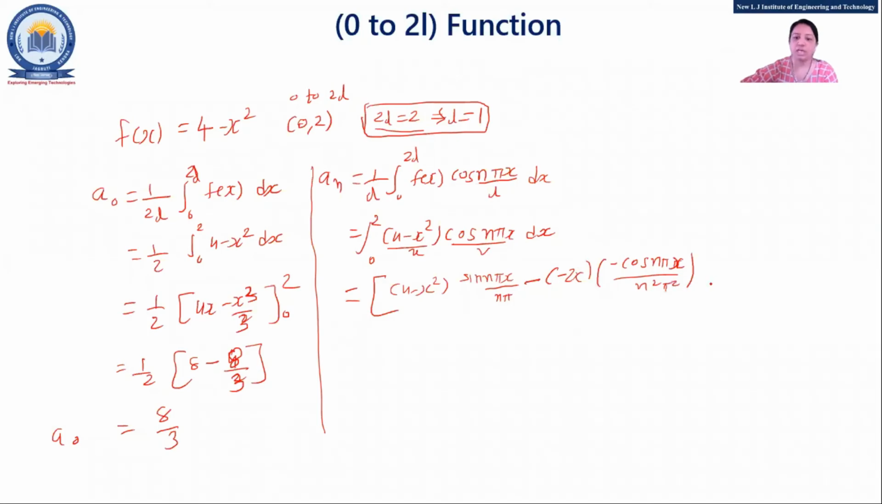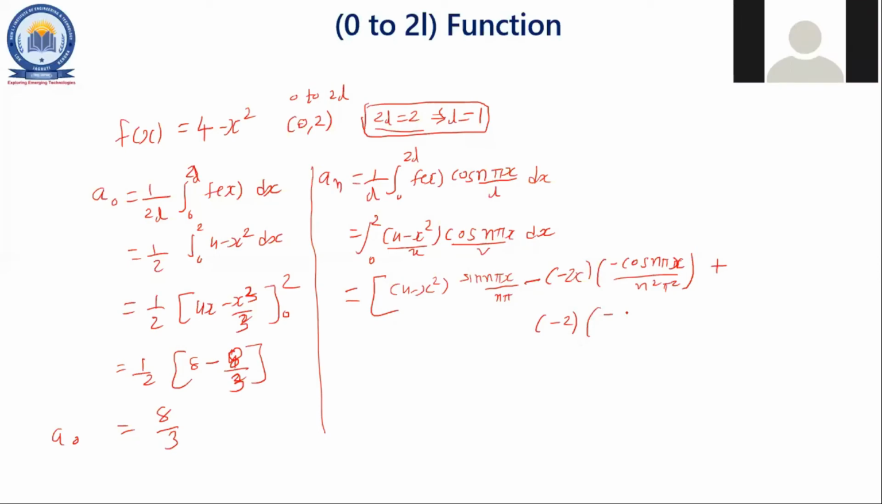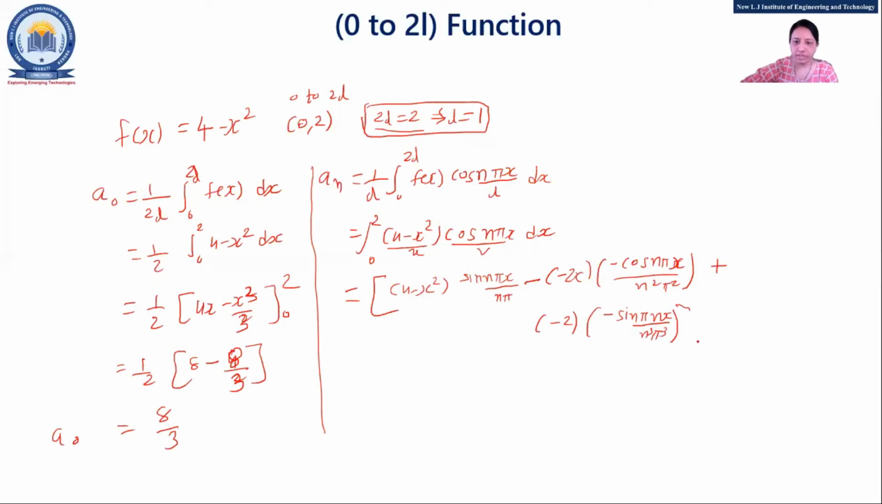Third term: plus 2. Directly I'll write plus into bracket minus 2, then minus sin n pi x upon n cube pi cube. Yes, n cube pi cube, right? And the limit is 0 to 2. Okay, you can mute yourself.